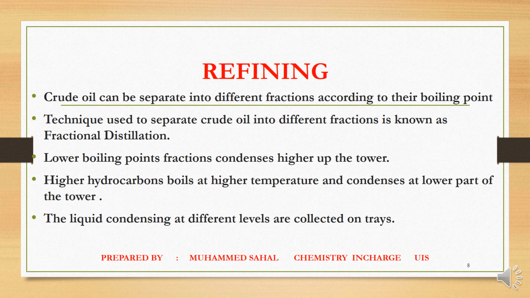Refining: crude oil can be separated into different fractions by using the technique fractional distillation based on their boiling point. Lower boiling point fractions condense higher up the tower, and higher hydrocarbons boil at higher temperature and condense at the lower part of the tower. The liquids condensing at different levels are collected on trays.